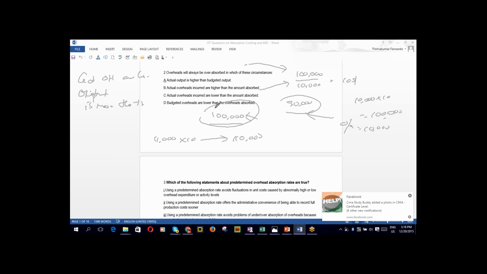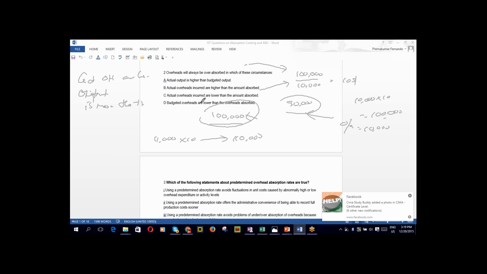Why is that happening? Because we are going by predetermined. So you can just note down: over absorption occurs when your actual expenditure is less than the budget, or when your actual output is more than the budget. Okay, two different scenarios, because it is based on two things. One is the cost, the other one is the output.